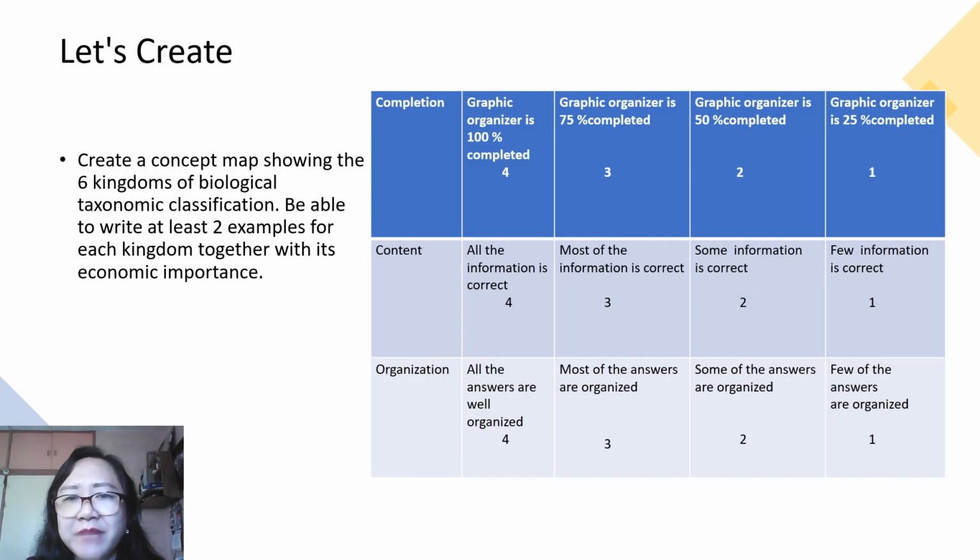For the Let's Create part of your module, create a concept map showing the 6 kingdoms of biological taxonomic classification. Be able to write at least 2 examples for each kingdom together with its economic importance. And you will be graded based on this criteria: completion 4, content 4, organization 4, with a total of 12 points.